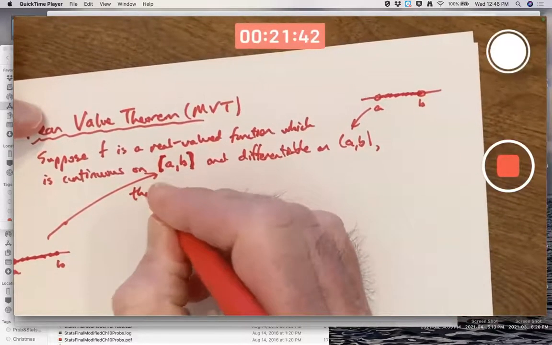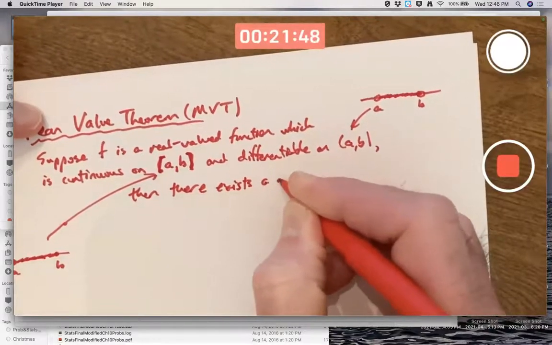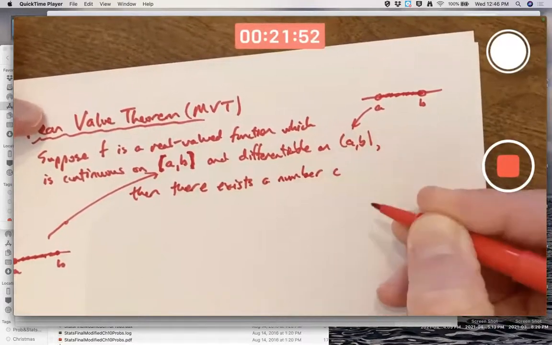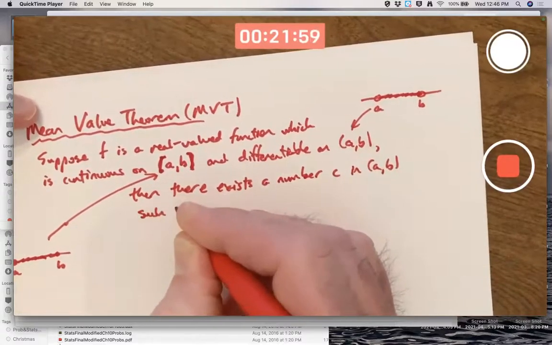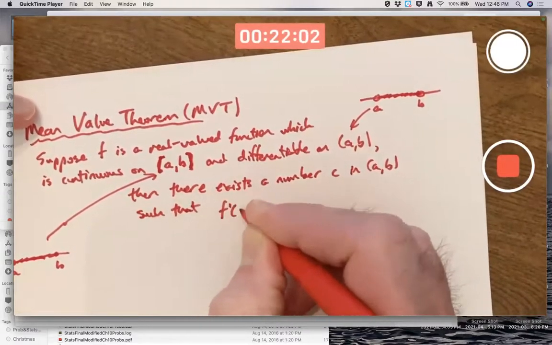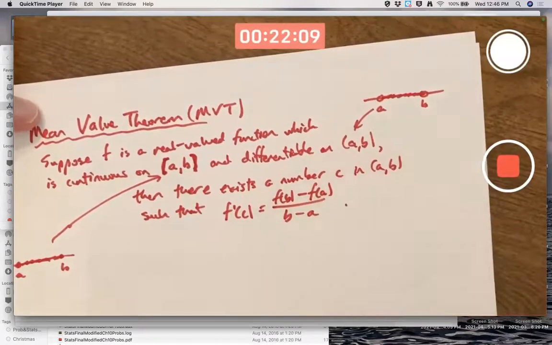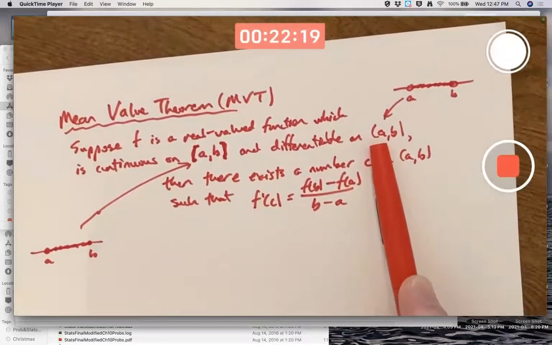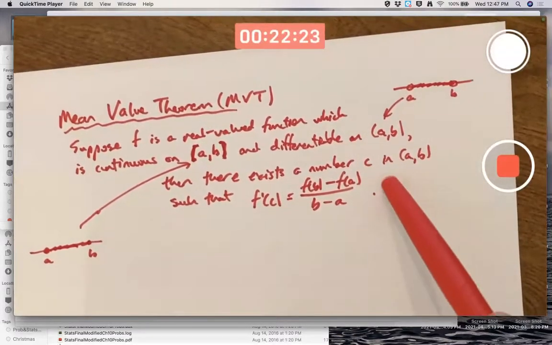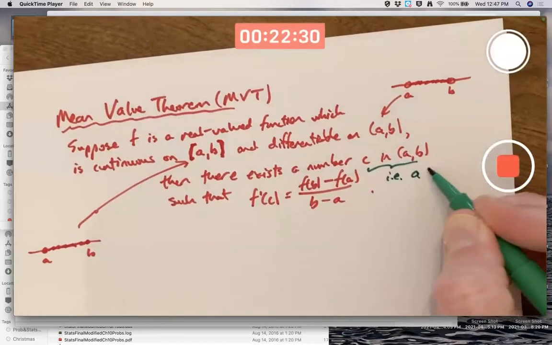Then the conclusion is, then there exists a number c in the open interval from a to b such that f prime of c equals f of b minus f of a divided by b minus a. That's the conclusion of the mean value theorem. In any situation where you've got a function like this that satisfies these properties on these intervals, you are guaranteed, it's been proved, that there will be some number c between a and b. This means c is between a and b.